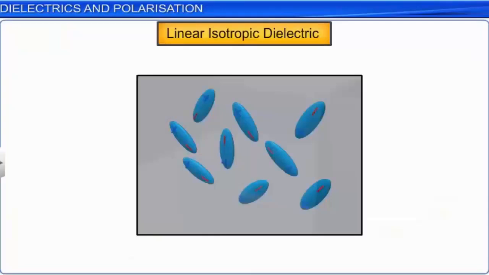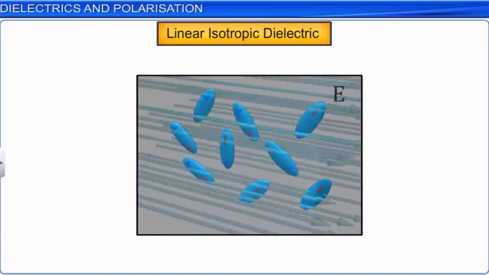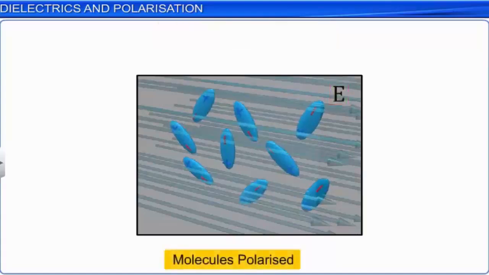Linear isotropic dielectrics are those in which the induced dipole moment is in the direction of the external electric field and is proportional to the external electric field strength. Now, when this linear isotropic dielectric is placed in a uniform electric field of strength E, it gets polarized.